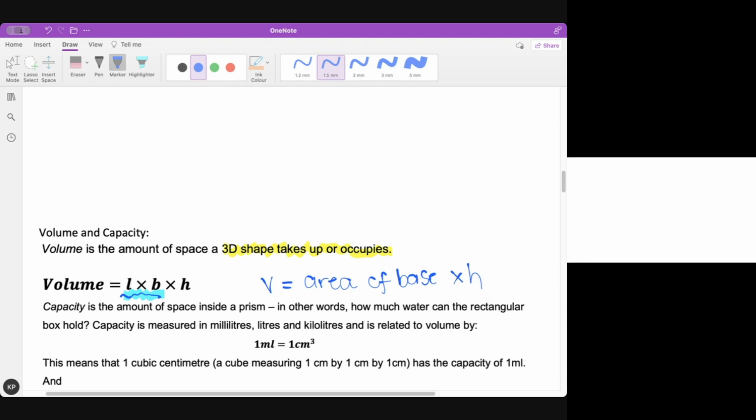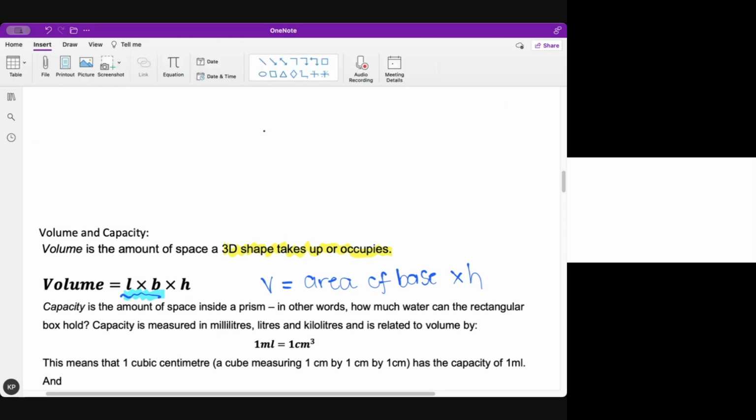All right, but get into the habit of doing this, area of base times height, because then if your base is a circle, for instance, then it's no longer length times breadth. And if your base is a triangle, it's no longer length times breadth. Just say area of base times the height. Okay, which formula are we using? So, Seth, this is how I would generally write it if I was writing in a paper.